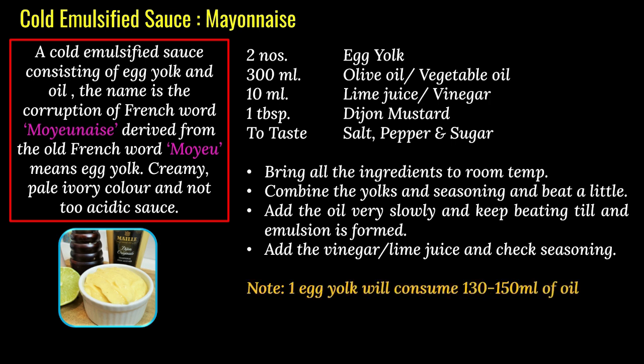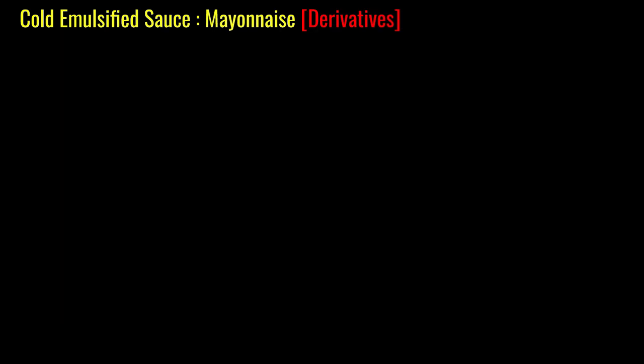Here the point should be noted. One egg yolk will consume 130 to 150 ml of oil. Okay. Hollandaise 40 to 50 ml. In case of mayonnaise 130 to 150 ml. That's why we have taken maximum 300 ml out here. Olive oil or vegetable oil. Clear? Good. Now the derivatives.